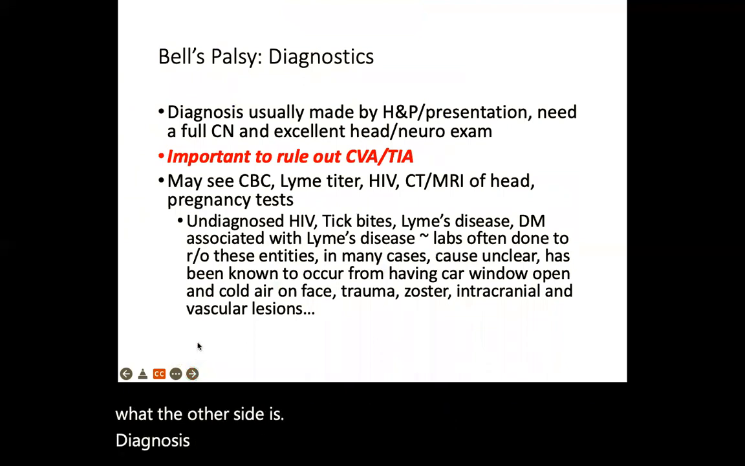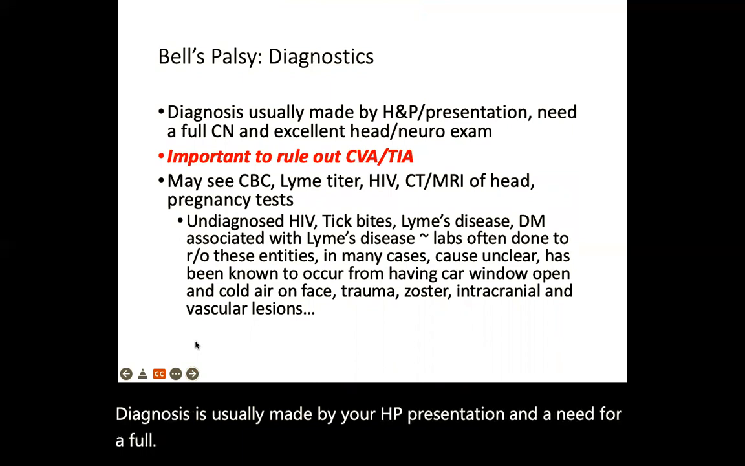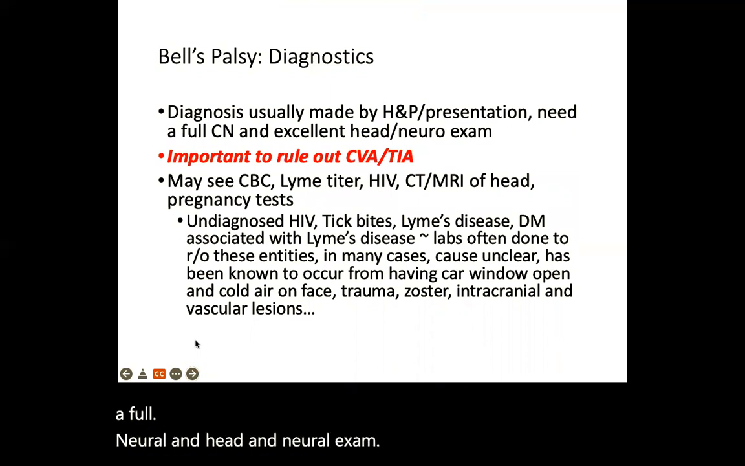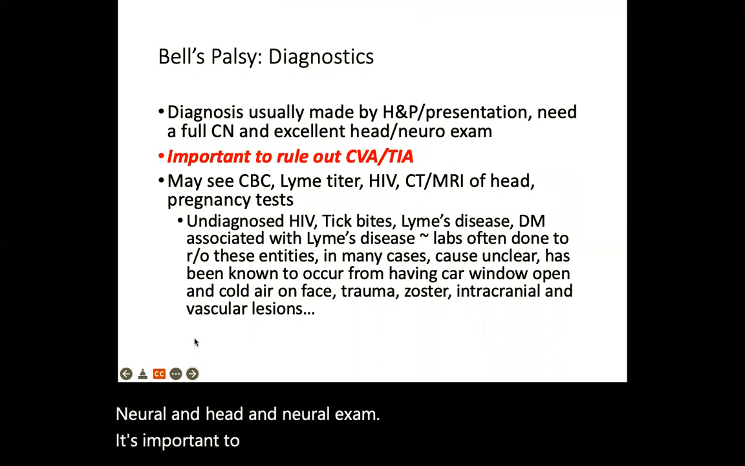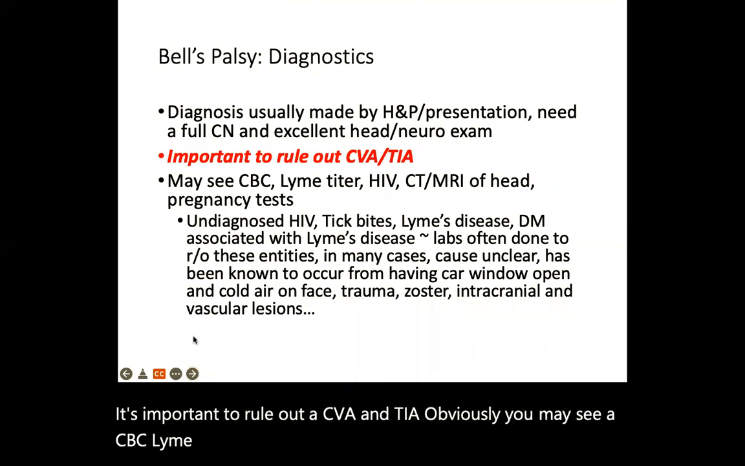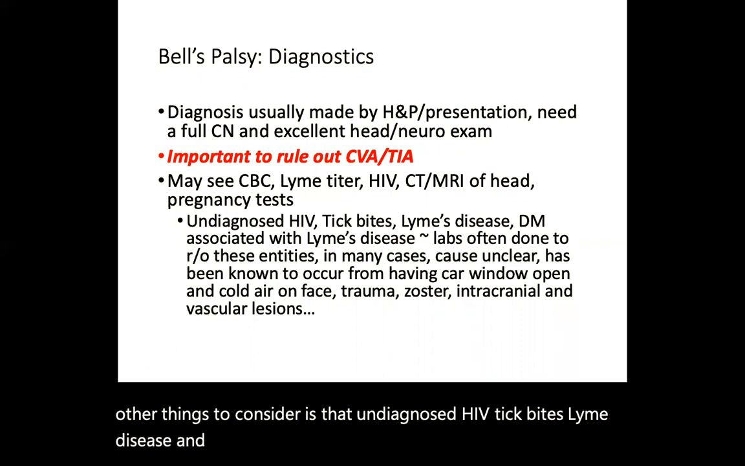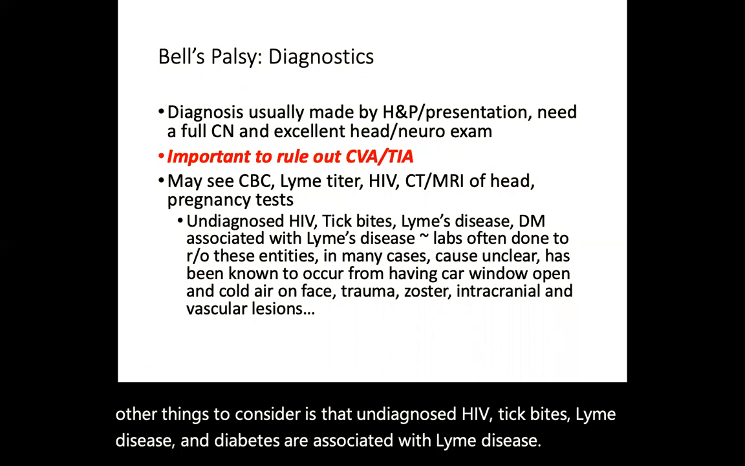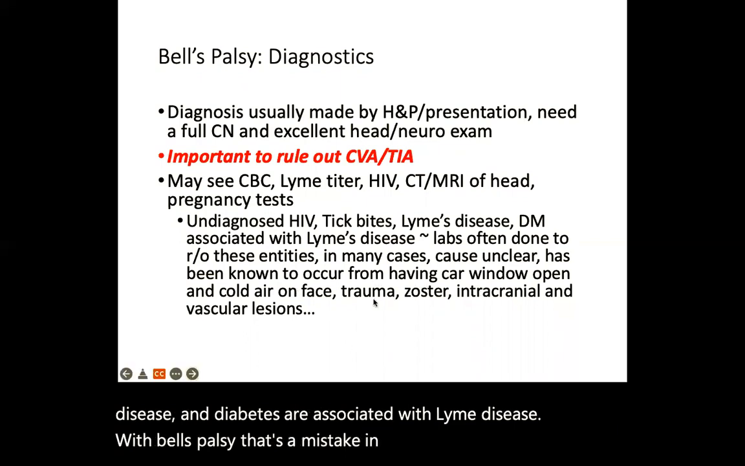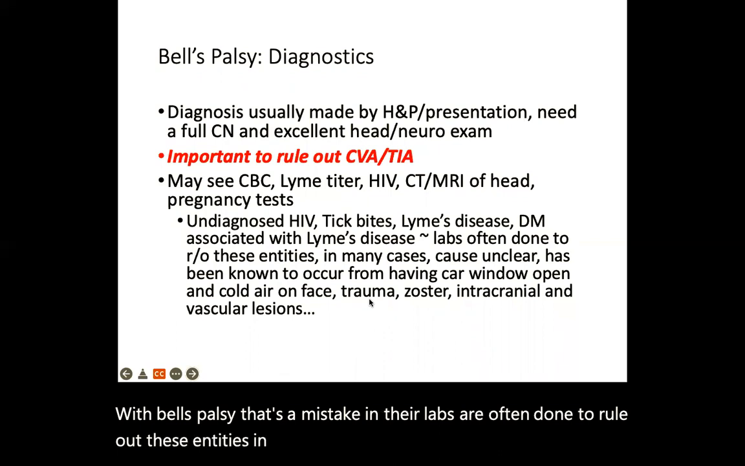Diagnosis is usually made by your H&P presentation and a full head and neuro exam. It's important to rule out a CVA and TIA, obviously. You may see a CBC, Lyme titer, HIV, CT or MRI of the head, and a pregnancy test. Other things to consider are undiagnosed HIV, tick bites, Lyme disease, and diabetes. Labs are often done to rule out these entities. In many cases, the cause is unclear.